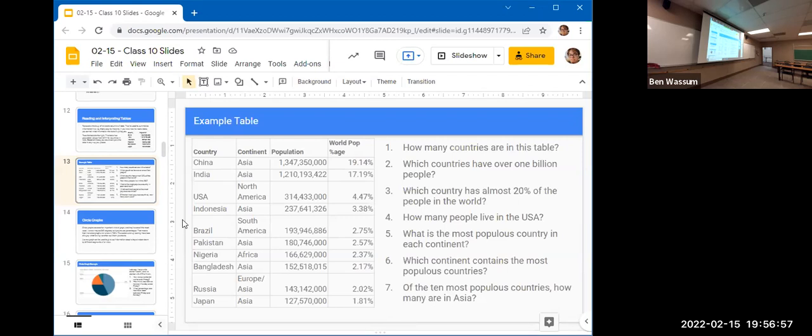Okay. Number 6, which continent contains the most populous countries? Well, we're going to go ahead and go with Asia, right? Because the top 2, China and India, are both in Asia.